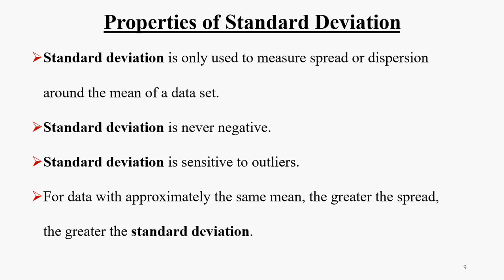So when are we using it? To measure spread or dispersion, by using the mean of the data set, we are using standard deviation, and the calculated result will not be negative. And moreover, it is very sensitive to outliers. If the mean is the same, the greater the spread, the greater the standard deviation. Standard deviation will be more. So these are the properties of standard deviation we need to understand. So I hope this is clear.